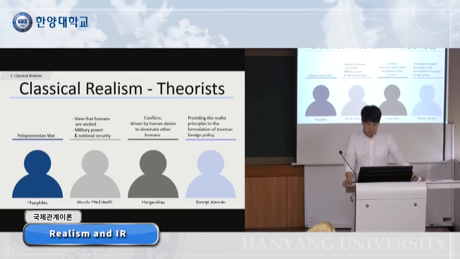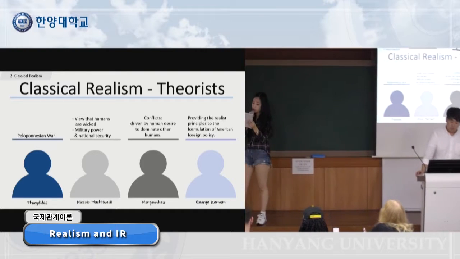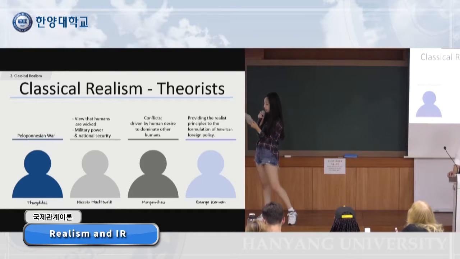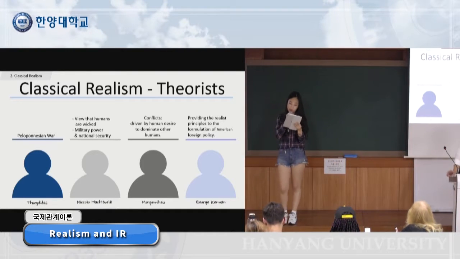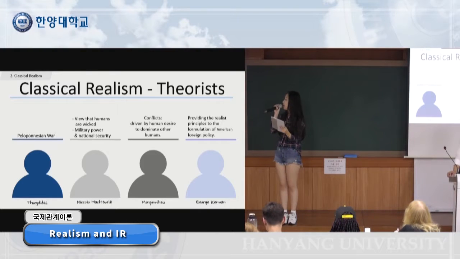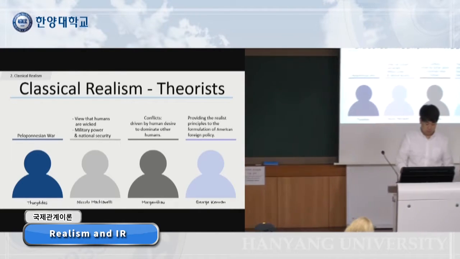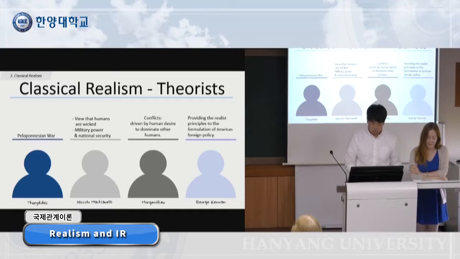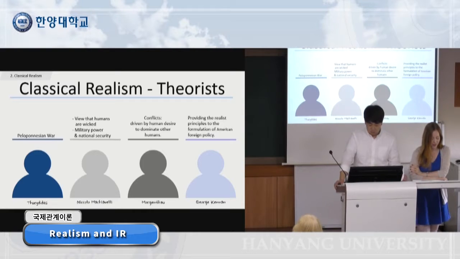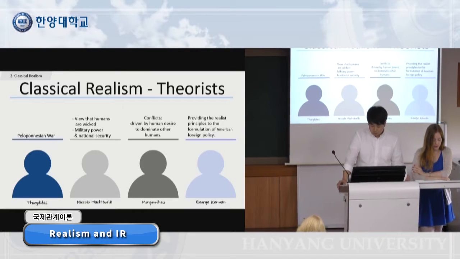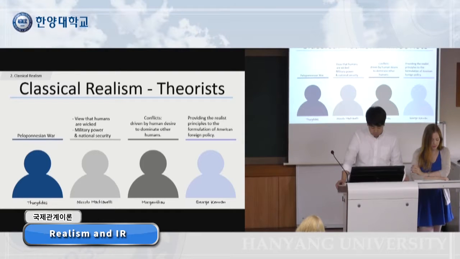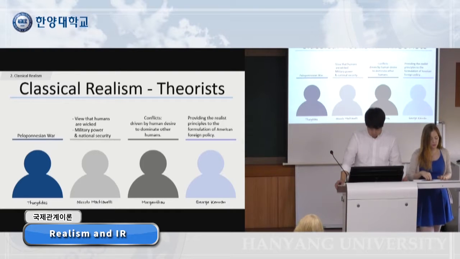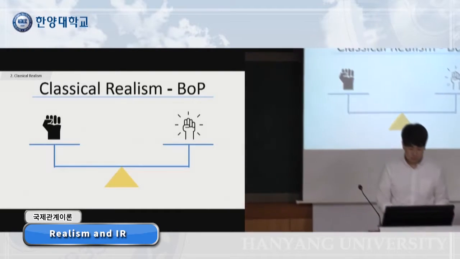Lastly, George Kennan provides a formulation of American foreign policy and the intellectual and geopolitical foundation for the U.S. post-war policy of containment, aimed at curbing Soviet expansionism. His idea relied upon the realist theories of both power politics and balance of power.